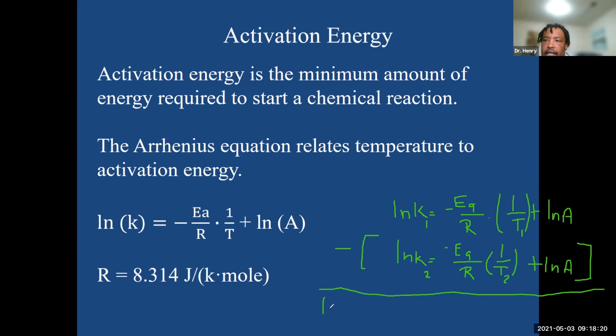So I'll get ln K1 minus ln K2 equals minus EA over R times 1 over T1 minus 1 over T2. And these guys are going to get rid of each other.